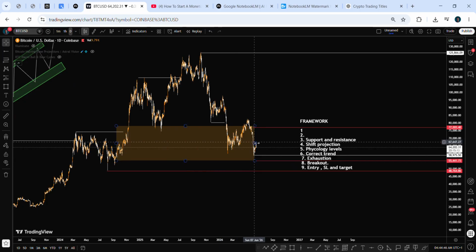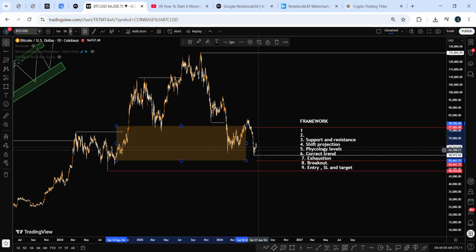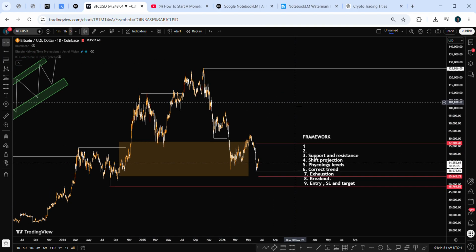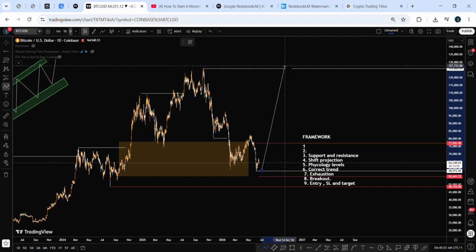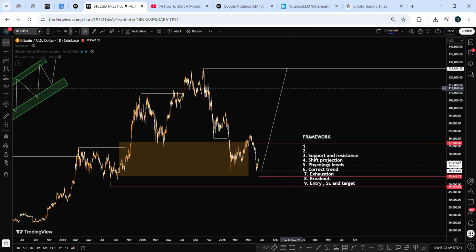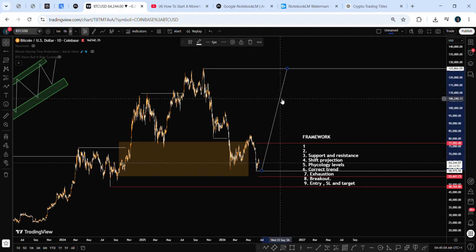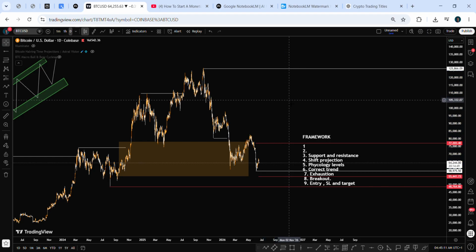So this is our support zone now. We are expecting a reaction from this place to this high. So that is our target for the future. So probably next year, BTC might actually be appreciating. So if you want to buy BTC, this is the right time to invest in BTC. So that is that on that.